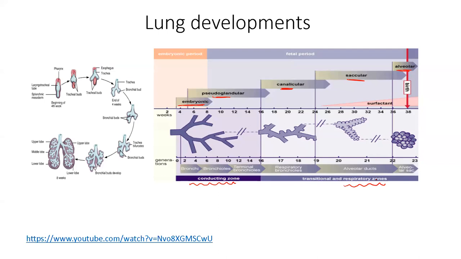We said the difference between conductive zone versus respiratory zone: conductive zone does not participate in gas exchange. What's the conductive zone? You have the bronchi, bronchioles, terminal bronchioles. The respiratory zone, which is involved in the gas exchange, we have the respiratory bronchioles, we have alveolar duct, and then we have the alveoli. Anatomically, the conductive zone is supplied by the thoracic aorta versus the respiratory zone supplied by the pulmonary circulation. Okay.